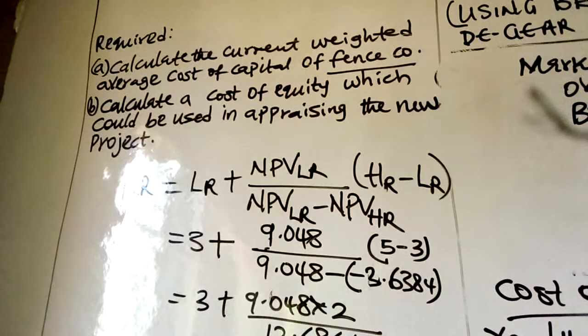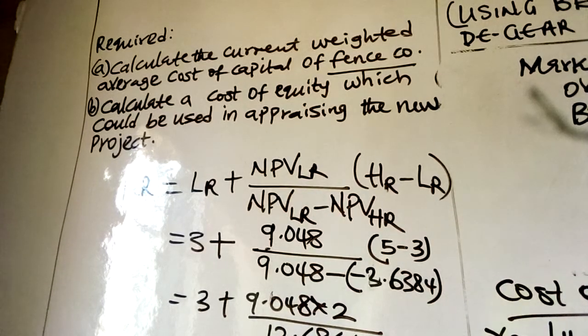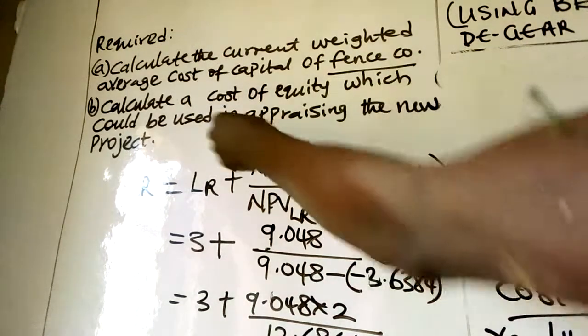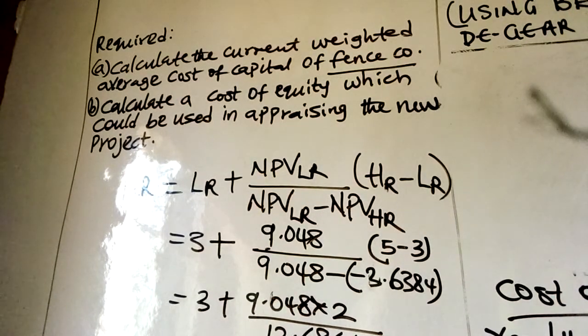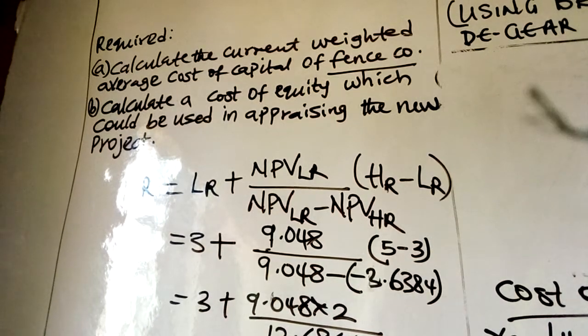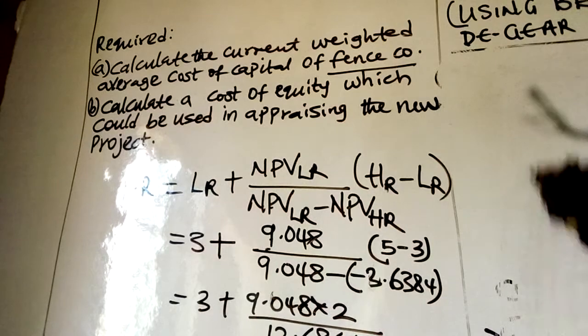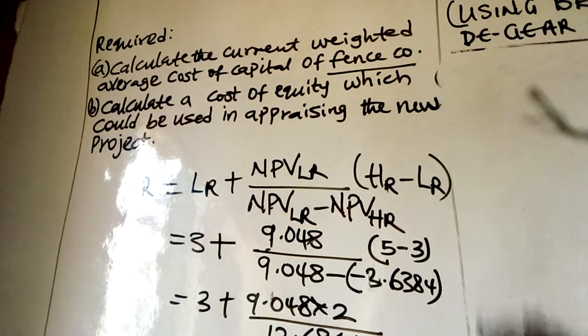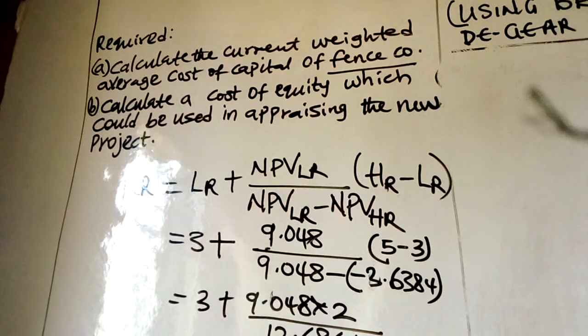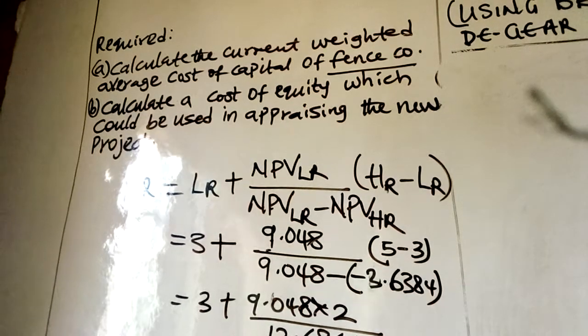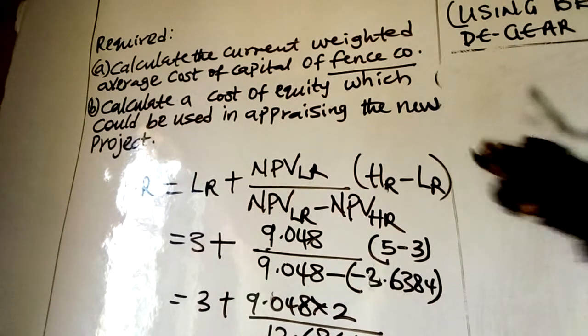Now, requirement B. You are to calculate the cost of equity which could be used in appraising the new project. That is requirement B.